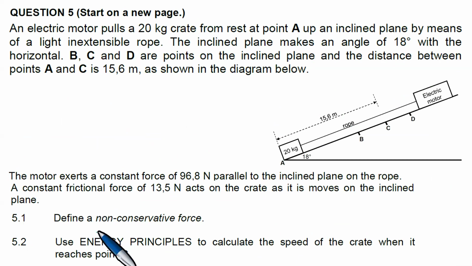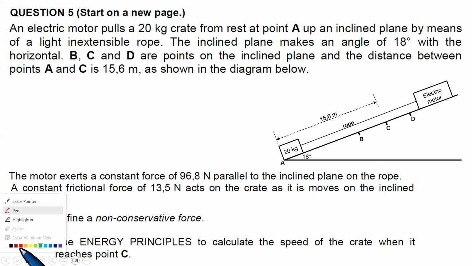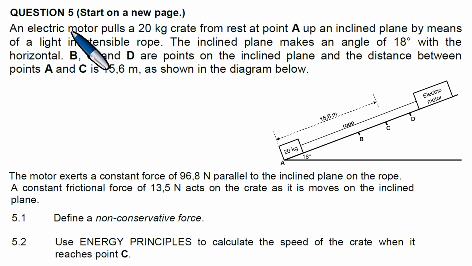The next question is about an electric motor. Right, an electric motor pulls a 20-kilogram crate from rest at point A up an inclined plane by means of a light, inextensible rope. Okay, here's an electric motor. It's pulling up this 20-kilogram crate by means of this rope.